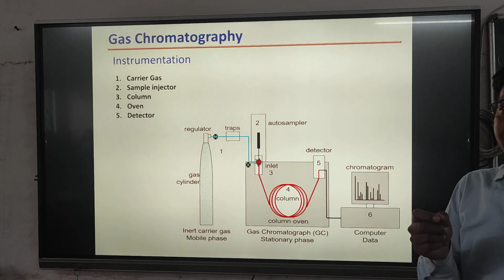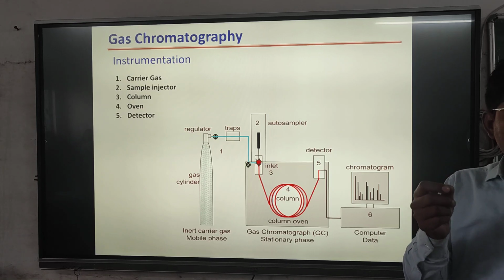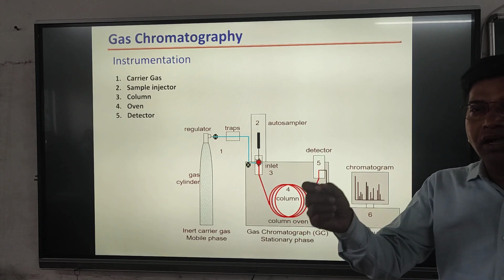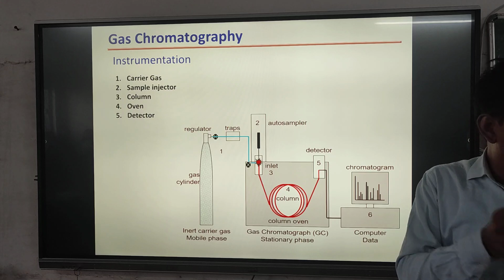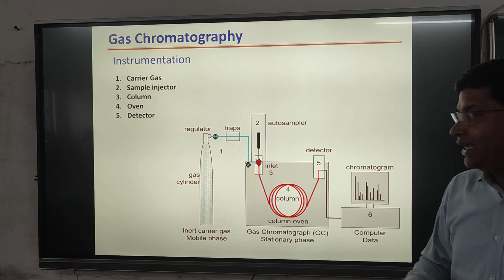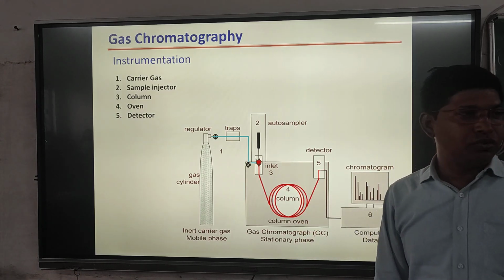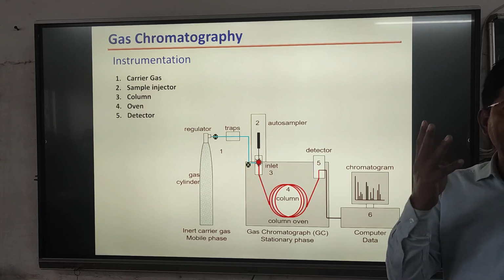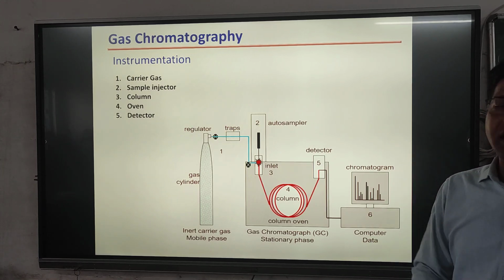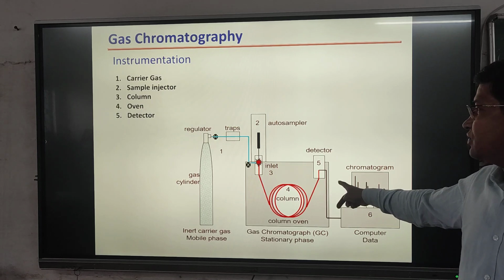And another one is polarity. The more polar the compound, the less volatile it is. And less volatile, it slowly reaches the detector. So we have three criteria for the separation of a compound mixture in gas chromatography.